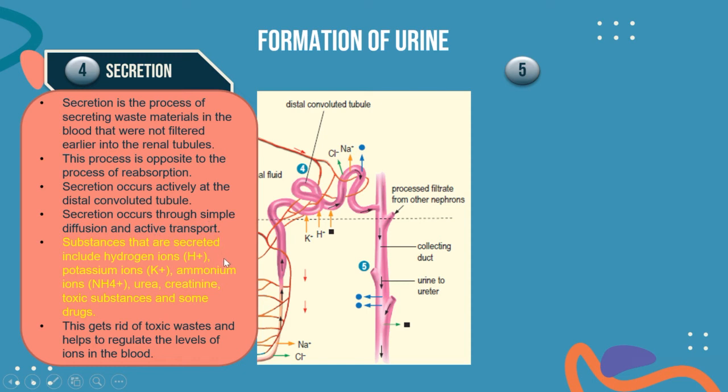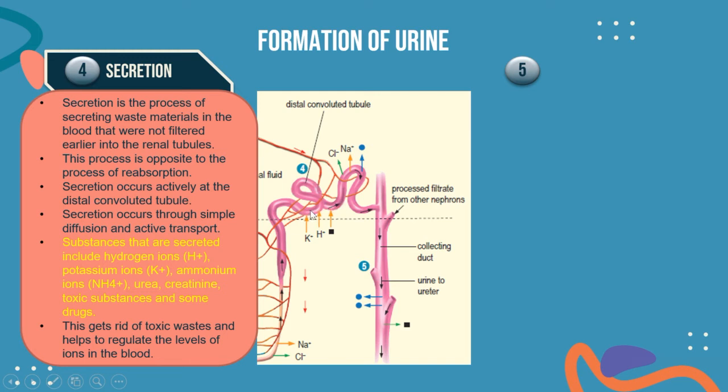Okay, let's take a look at the substances that are secreted. Substances that are secreted include hydrogen ions, potassium ions, ammonium ions, urea, creatinine, toxic substances, and some drugs. As you can see here, the arrow entering the distal convoluted tubule is referred to as secretion.